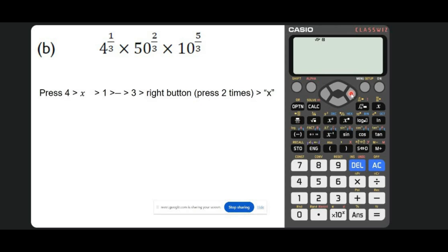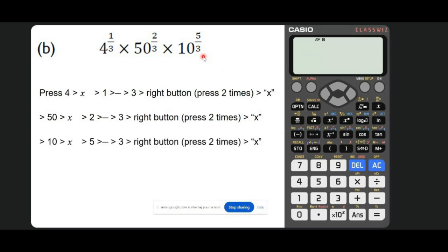press the right button 2 times, and then you press the multiply sign. So we only key in until here now. To key in the second one, same procedure: press 50, press this X box button, press 2, press the fraction button, press 3, then again press the right button 2 times, then you can key in the multiply sign. So the same thing for the third one.